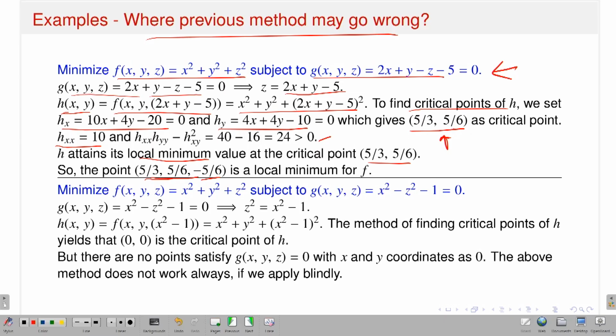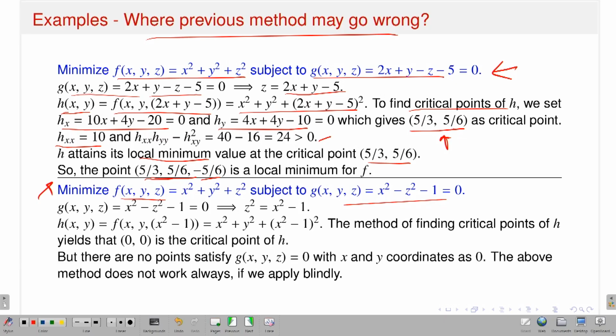Okay, so that is one problem. Now look at the second one. I want to minimize this function f of x, y, z, which is x square plus y square plus z square, subject to the condition that g of x, y, z, which is x square minus z square minus 1, is equal to 0. That means the minimum value of f should satisfy the fact that x square minus z square is exactly equal to 1.